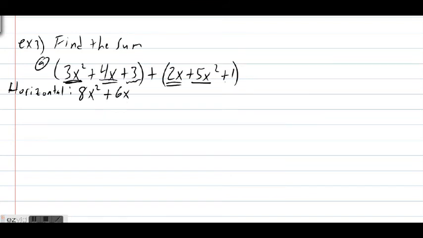And then our constants, right? The numbers that are not going to change. 3 plus 1 gives us 4. So that's a horizontal method of adding these.